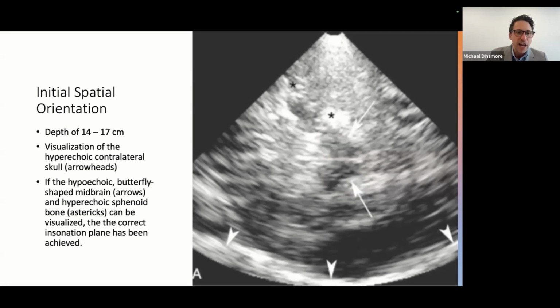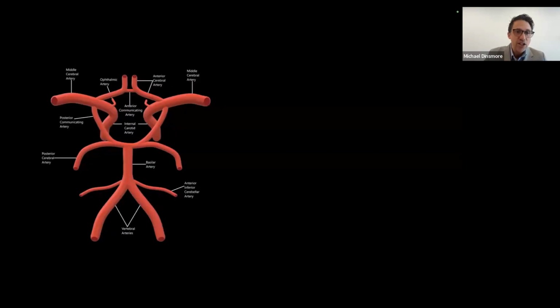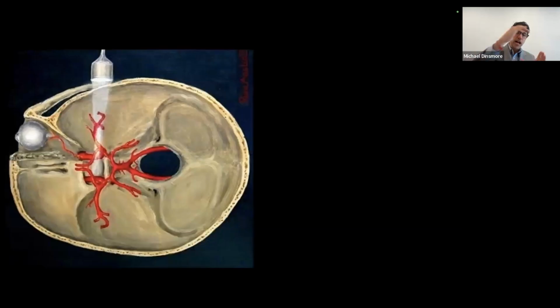Okay, so once I have that, then I know I can probably turn on the color Doppler and start to look for my cerebral vasculature. Again, just a little bit of a refresher here. We're looking at the MCA. If you look at the circle of Willis, it's orientated laterally.